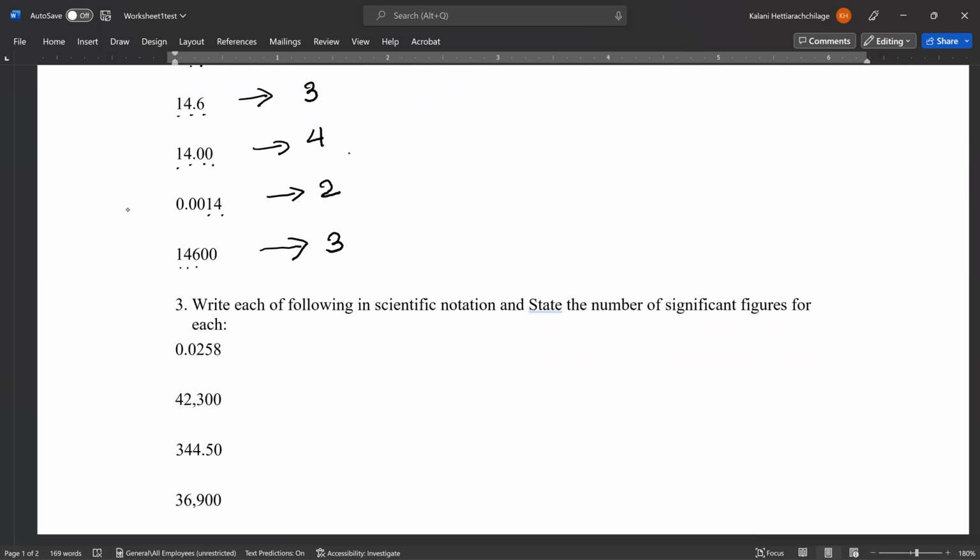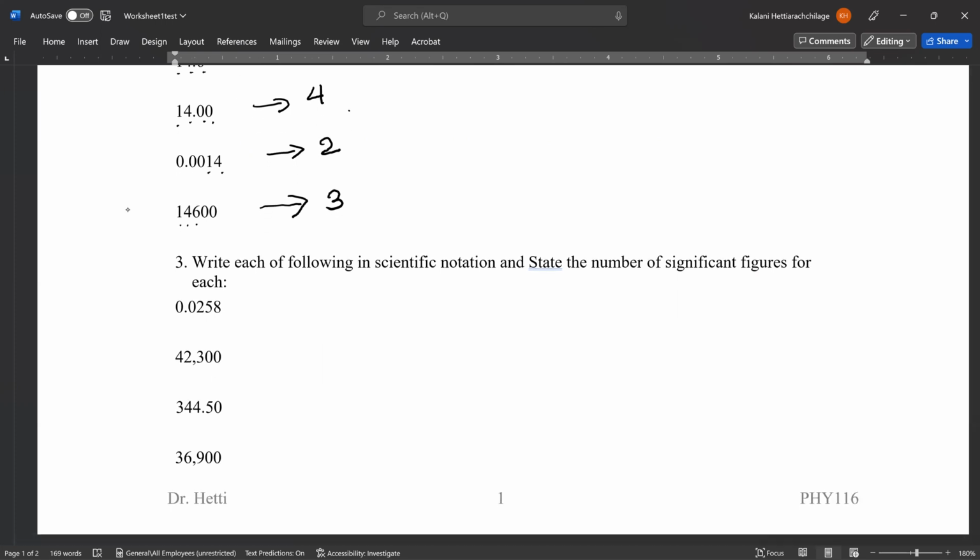So now next step is writing scientific notation, because scientific notation is a very important way of writing the number. If you have a very big number or very small number, writing in scientific notation is convenient for all of us to identify what that number is. In addition to that, very importantly, it can give you the correct significant figures, and you can easily identify the number of significant figures by writing scientific notation.